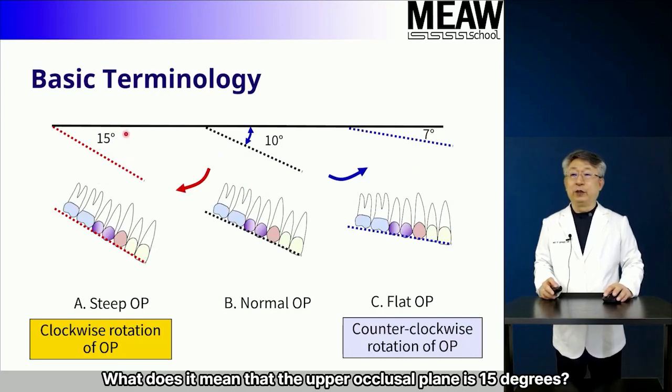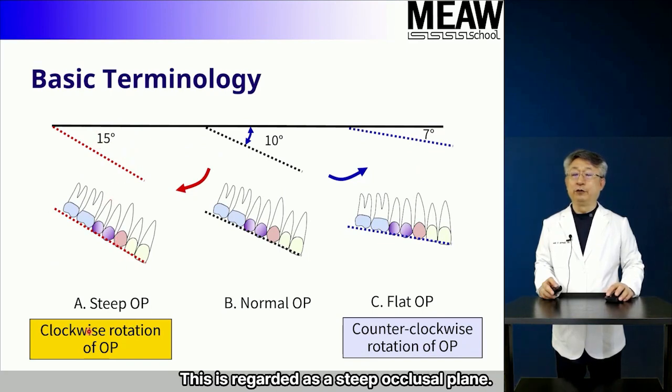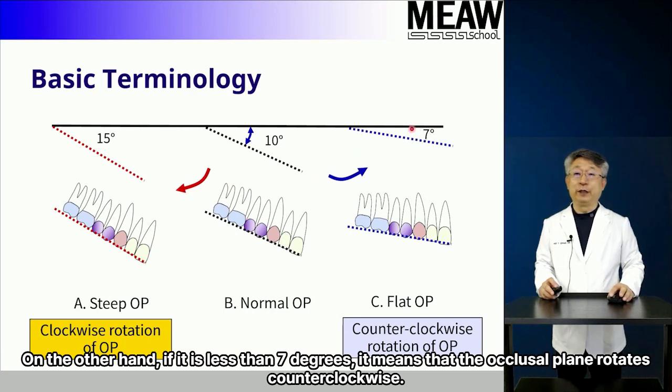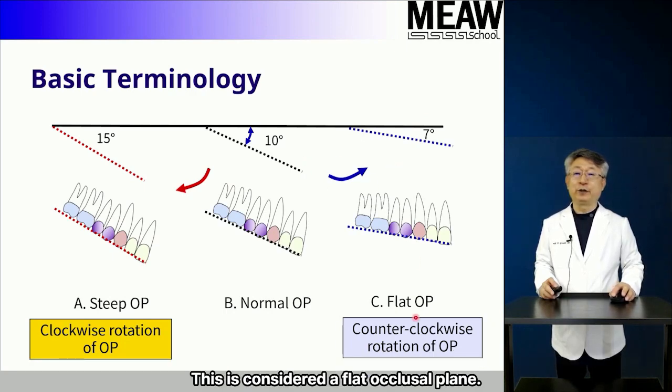What does it mean that the upper occlusal plane is 15 degrees? This is regarded as a steep occlusal plane. At this time, the occlusal plane rotates clockwise. On the other hand, if it is less than 7 degrees, it means that the occlusal plane rotates counterclockwise. This is considered a flat occlusal plane.